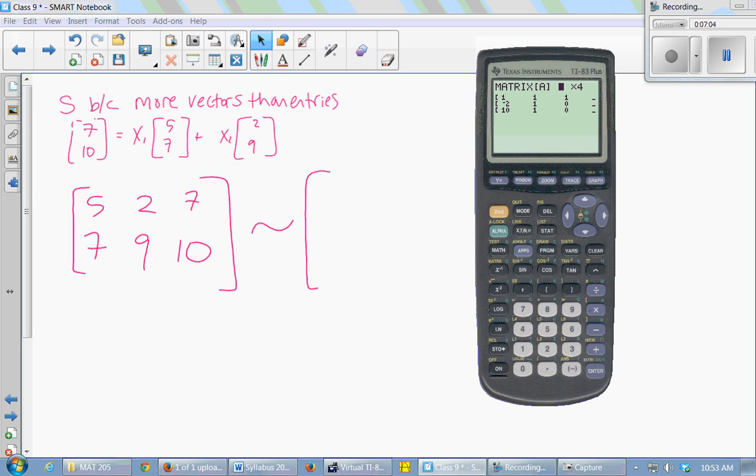2 by 3. 2 rows, 3 columns. So I hit 2, 3, and it creates a 2 by 3 matrix for me. Then you put in the entries. So we've got 5, 2, 7. And then the next row is 7, 9, and 10. So I have matrix A entered, quit out of there.